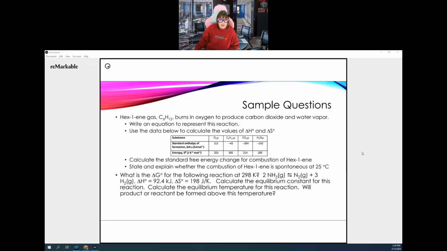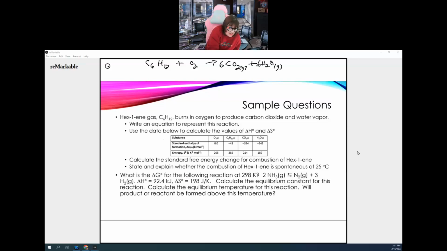Hex-1-ene gas, C6H12, burns in oxygen to produce carbon dioxide and water vapor. Write an equation to represent this reaction. Okay, I have C6H12 burns in oxygen to give me carbon dioxide and water vapor. Carbon dioxide is a gas, water vapor is a gas. So I can look at this and go, right, I need 6 of those. So now I have the same number of carbons. That means that I then have 12 hydrogens over here, so I need to have 6 of those.